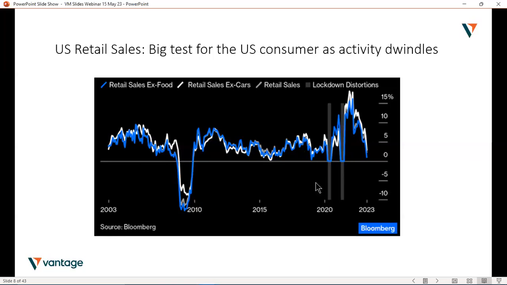Just around retail sales, the Bank of America put out their consumer checkpoint report, which presented further signs that consumer spending was softening. Total card spending per household dropped into negative territory, the first time it's had a negative reading since February 2021.